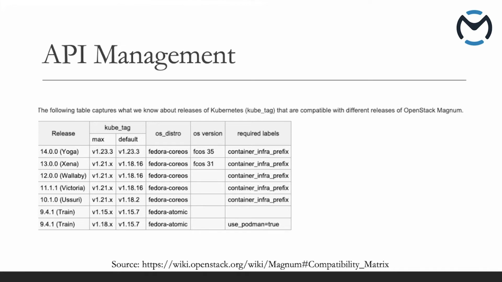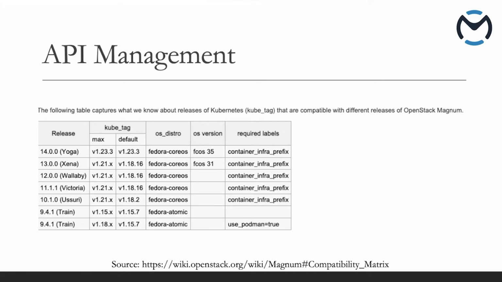Now, depending on how you're deploying Kubernetes and where, meaning what operating system you're deploying Kubernetes to and what distro you're deploying it to via OpenStack, there are going to be some different defaults for the API and a different max API. For example, using 9.4.1 for the Train release, you can only go up to version 1.18, whereas with version 14.0.0 Yoga, you can go up to version 1.23.3 for the Kubernetes API.